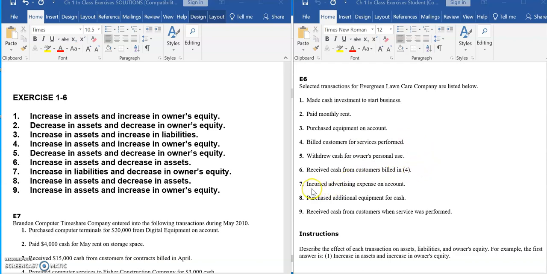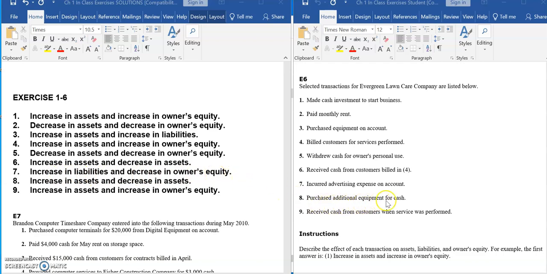Number 7, we incurred advertising expense on account. We incurred the expense on account. We haven't paid. Expenses have increased. As expenses increase, owner's equity goes down. On account means we haven't paid for that advertising expense. If we haven't paid, it means our liabilities have gone up. There is an increase in our liabilities. Liabilities increased, owner's equity decreased.